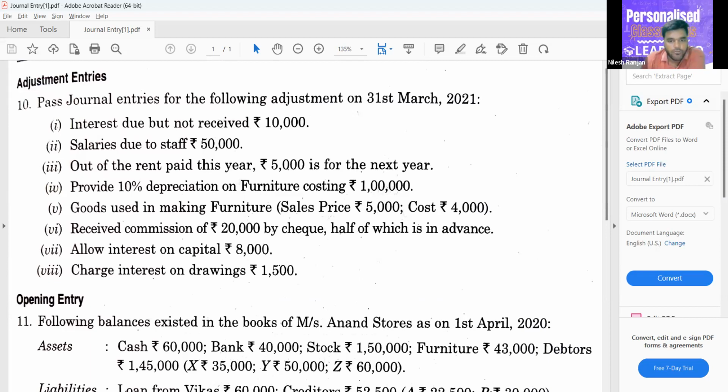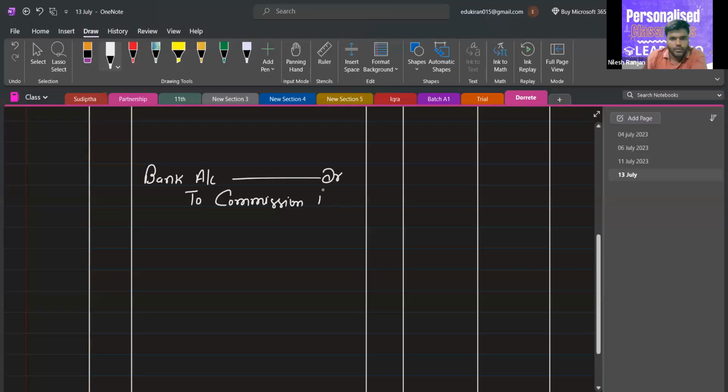And half of which is in advance. So commission received is income for the company. Yes, sir. So first of all, we are receiving a check. So we will write bank account debit to commission. Sir, I can't see the screen. Okay. Bank account debit to commission and to advance commission.